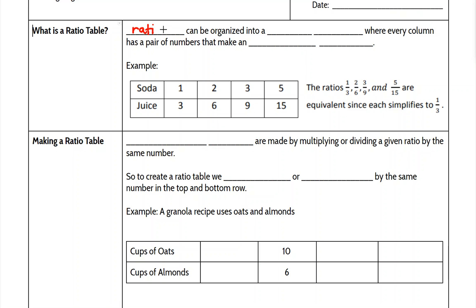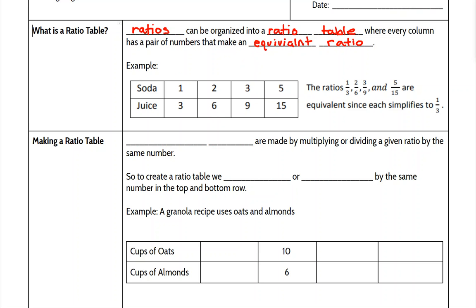So ratios can be organized into a ratio table, and you should be writing these down as well, where every column has a pair of numbers that make an equivalent ratio. So it's a table where each column represents an equivalent ratio. And if you recall, equivalent means equal, okay? So let's take a look at what we have.